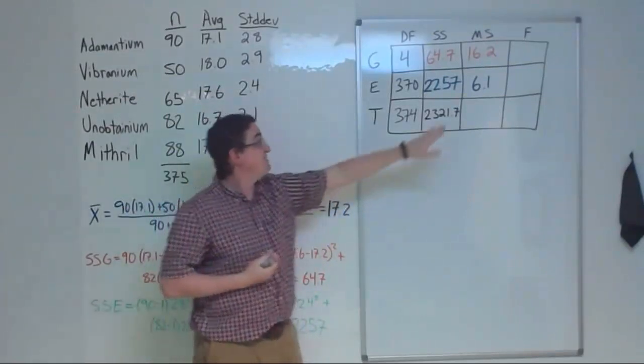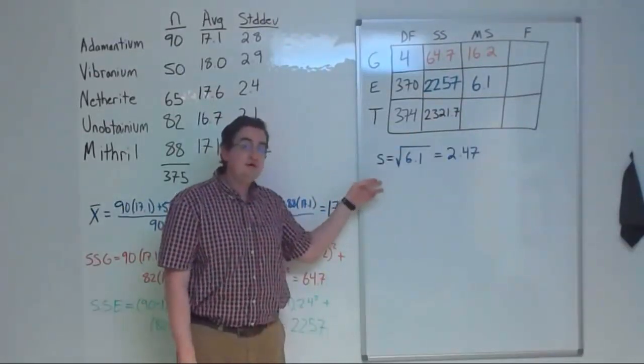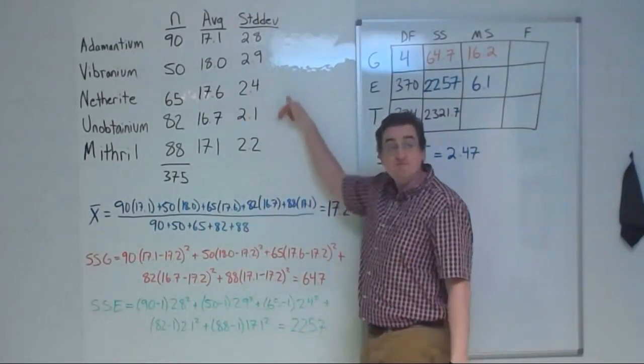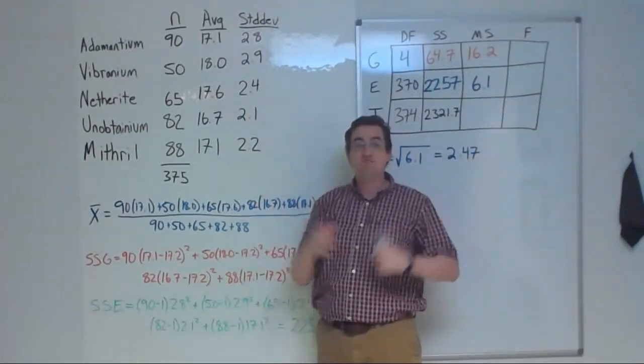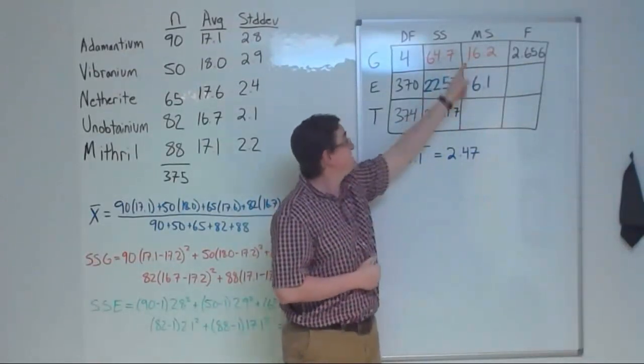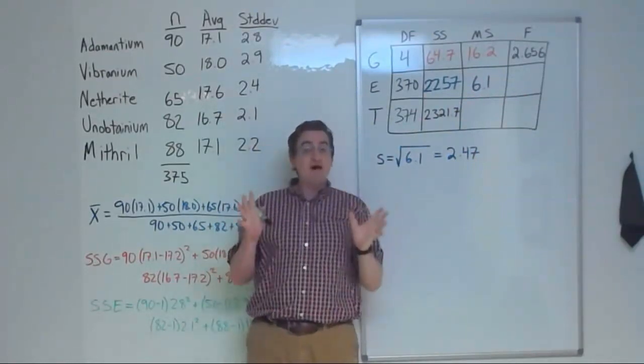Now let's pause right here and talk about this 6.1. If I take the square root, I'll get a pooled standard deviation, 2.47. It's in the middle of these, weighted based off who has more or less data. Now we're ready to finish our ANOVA table by taking the 16 divided by the 6. There's our F-score. That's the math part.